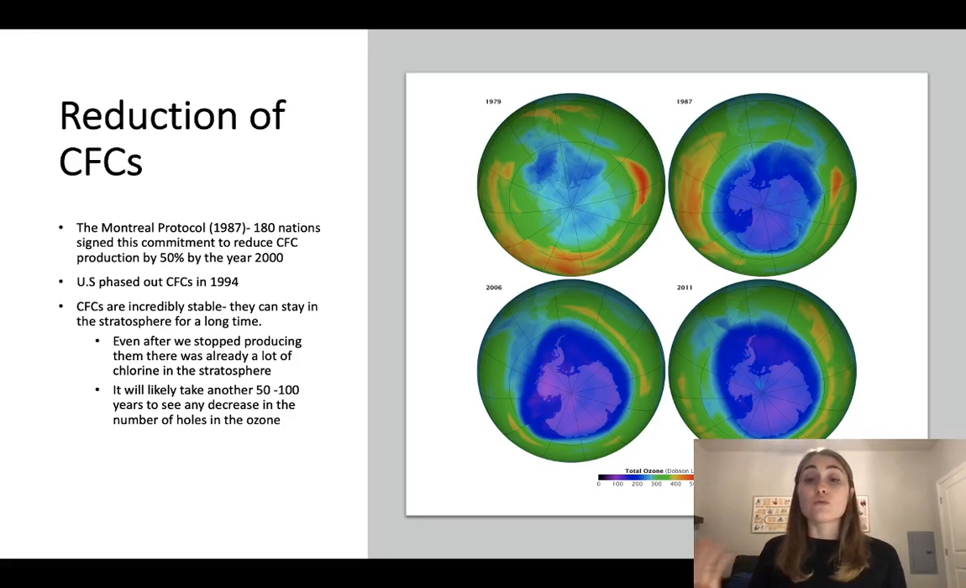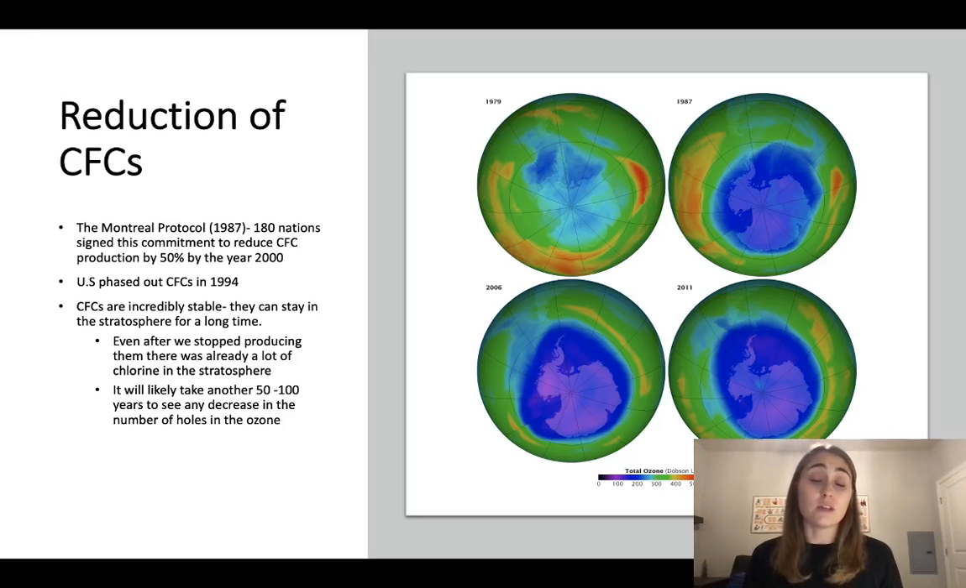So what do we do to reduce these CFCs since they proved to be such a problem for stratospheric ozone? In 1987, we had something called the Montreal Protocol. This is where 180 nations committed to reduce their CFC production by 50% by the year 2000. The US went above and beyond, really. By 1994, they had just said no more CFC production, no more use of CFCs here in the United States.